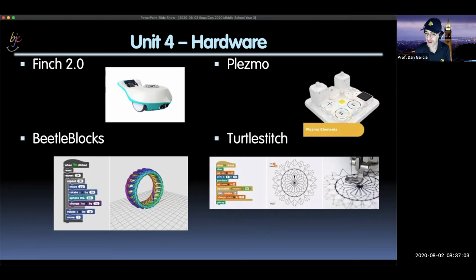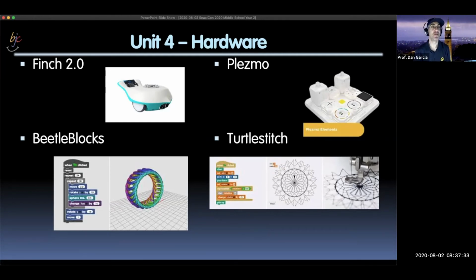So it's still very alpha beta, but when it gets more solid, you could imagine a unit that has basically all of these together. If you got a grant and you could put them together, what would it mean to have Plesmo control the Finch, control the screen, which might control a BeetleBlocks or a turtle? What would happen to control all of these together? That would be just so amazing, to have everything tied together in one big project if you had the resources for them.